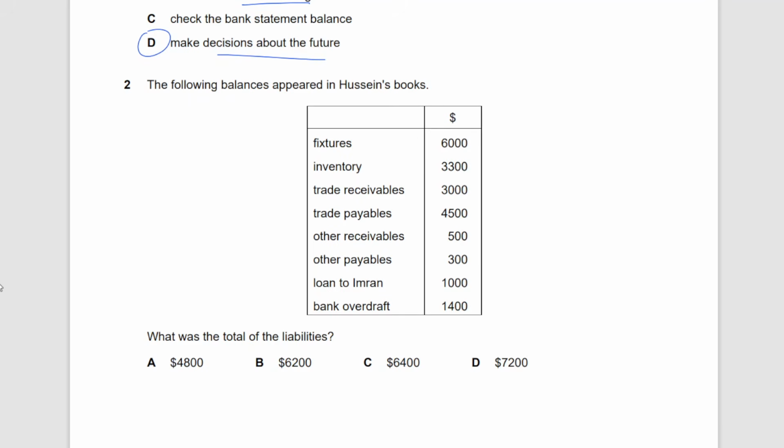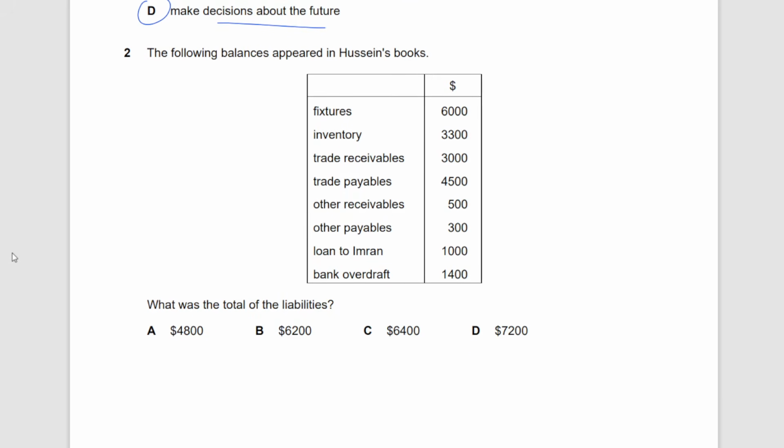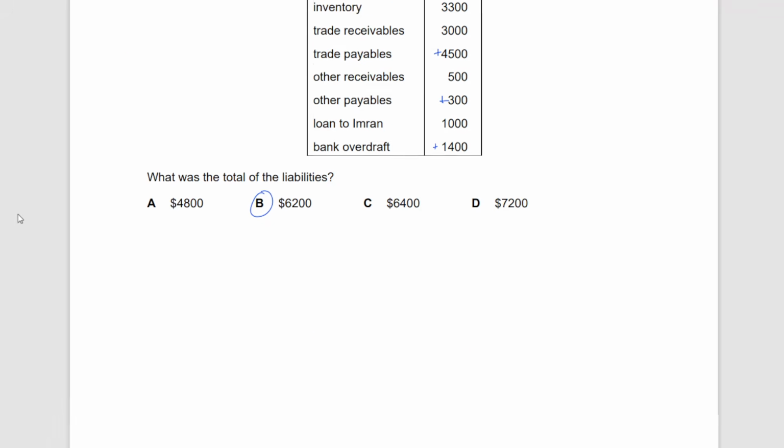The following balances appeared in Hussein's books. What was the total of liabilities? So what are the liabilities here? We have trade payables, that's a liability. We have other payables, that's a liability. Loan to Imran, this is a loan that is given to Imran, right? It's not taken from Imran, so it's actually an asset, right? Bank overdraft, as you all know, it's a liability. So 4,500 plus 300 plus 1,400, that is 6,200. Option B. All right, let's move on.